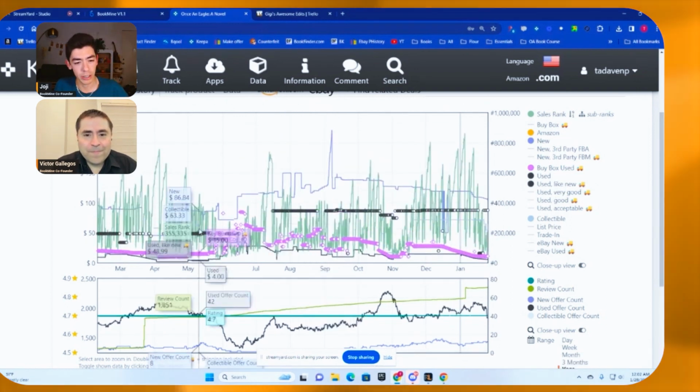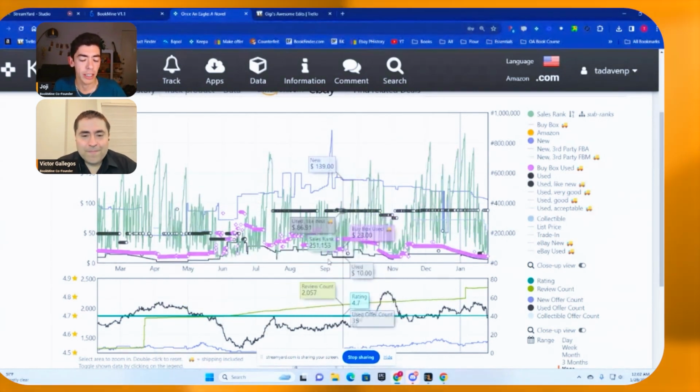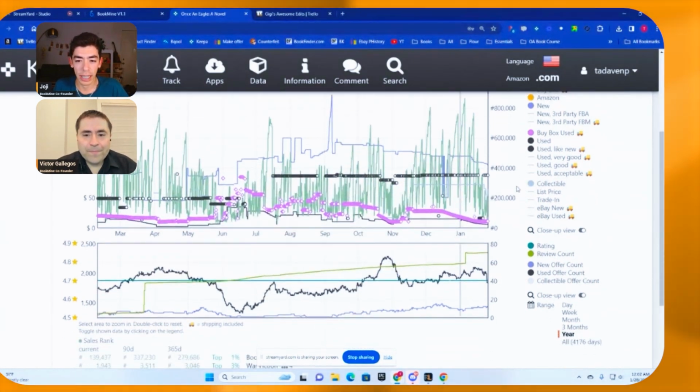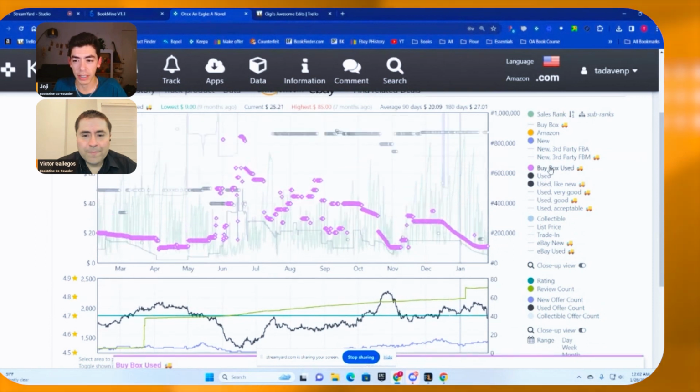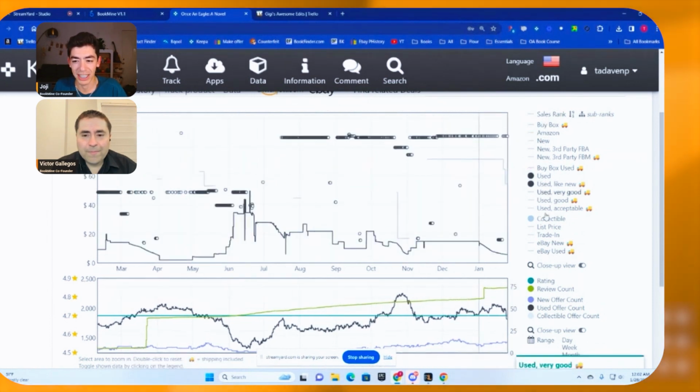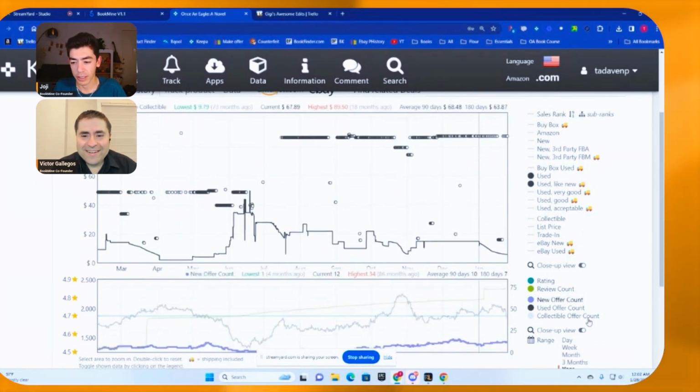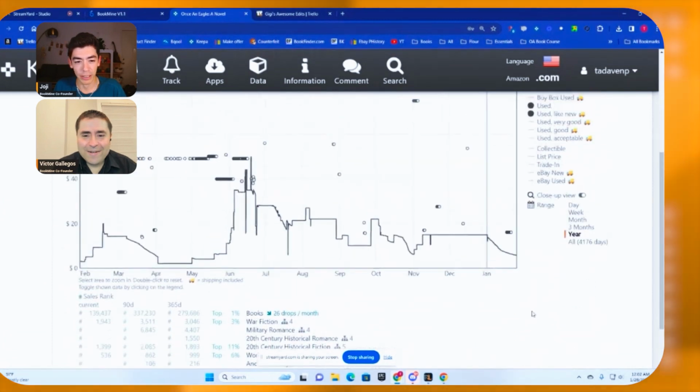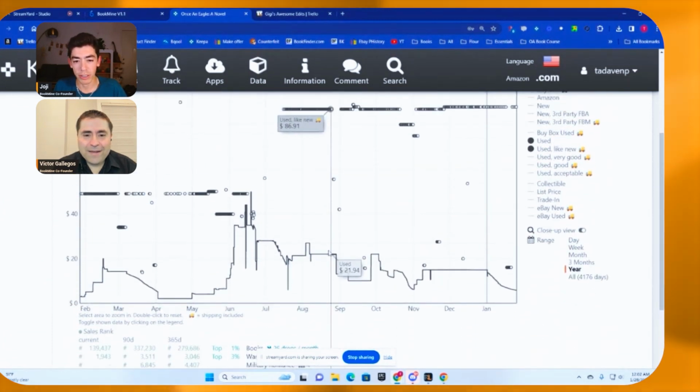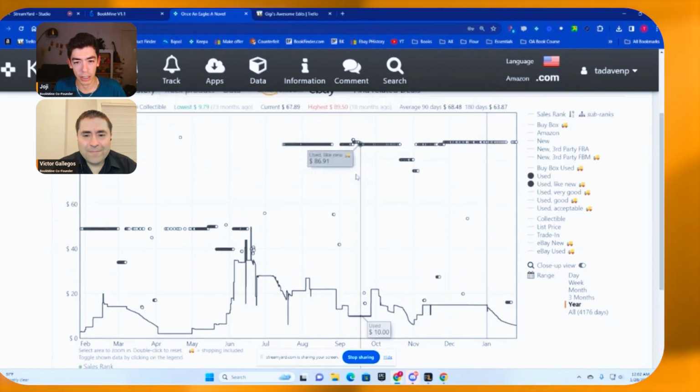Why would you need to know that? For example, let's get rid of everything except for those two metrics: the used price and the used new price. Let's even hide this bottom graph here, Victor. You're seeing two data points, right? The lowest used price, and the used new price.